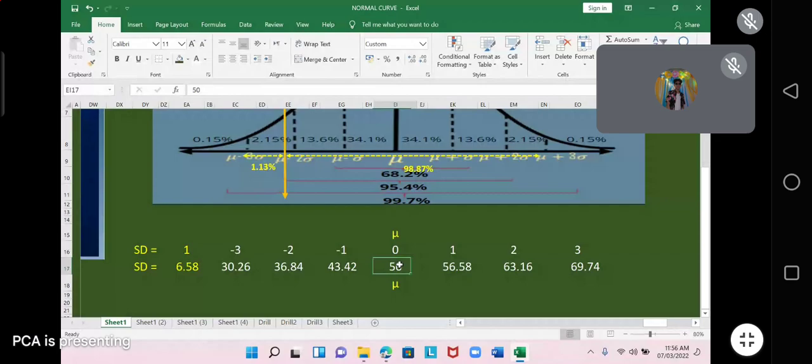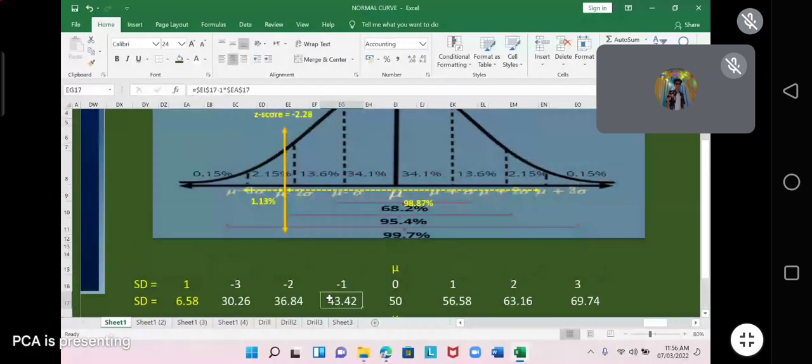So again, you set the 50 there. You see, 50, the mean is always in the center. It's the mean, it's 50. And then, why did it become 56.58? Just adding that one. Okay, for the others, tapos na sila dito. They do know about this one already.